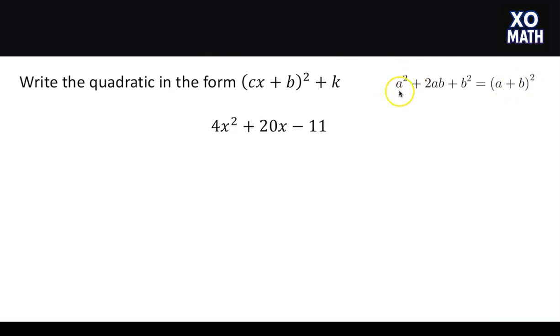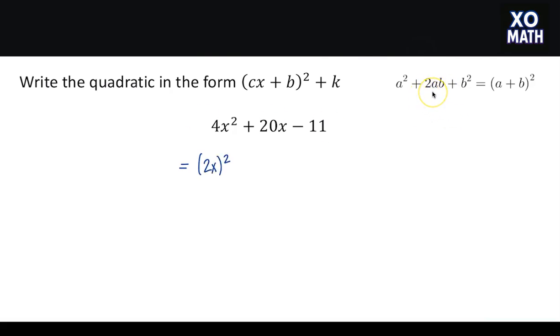All right, so here, in order to get this perfect square trinomial to factor nicely like this, we want to have a quantity squared in the first term, so an a squared. Our first term, 4x squared, can be rewritten as the quantity 2x squared.